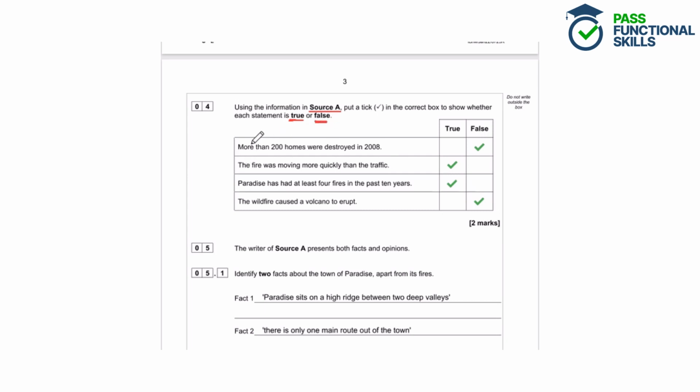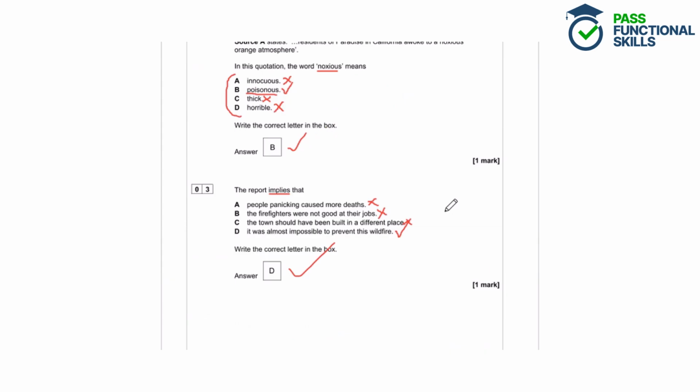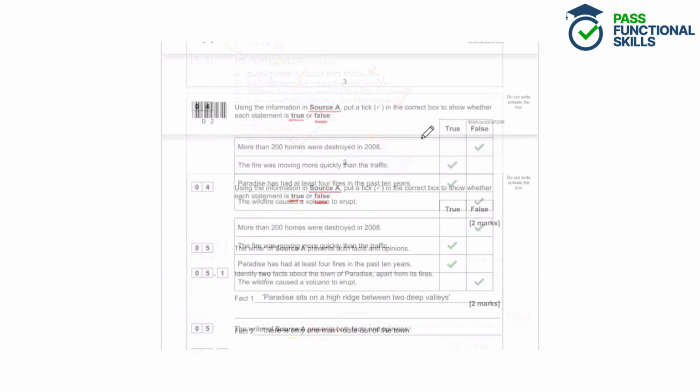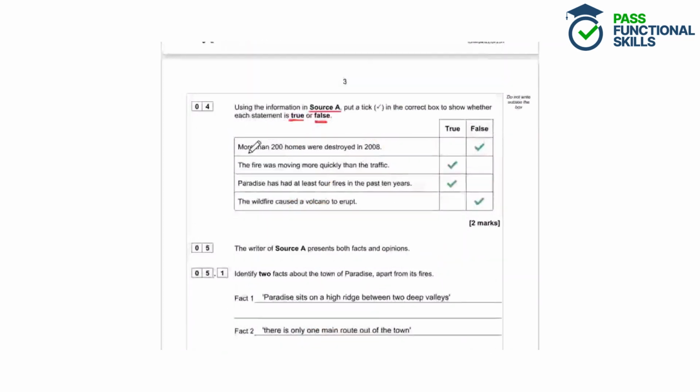So, option 1, more than 200 homes were destroyed. Well, that is false. We can see in the text that more than 200 structures were destroyed. That doesn't necessarily mean homes. That could mean other buildings like hospitals. It could mean police stations, schools, that kind of thing. So that is false.